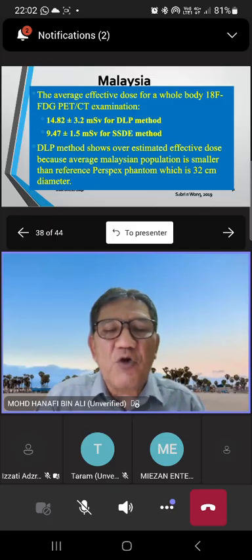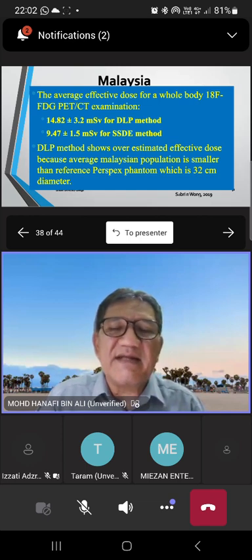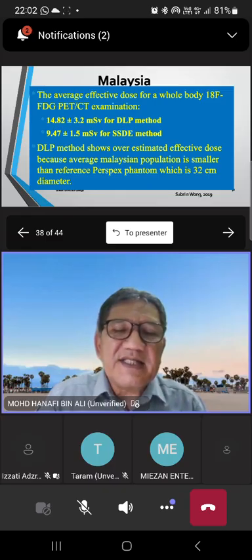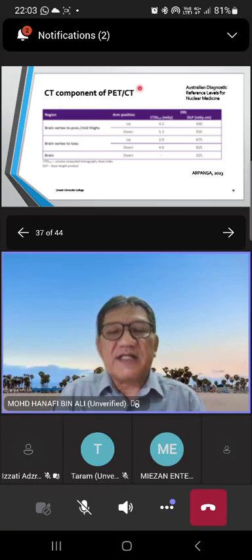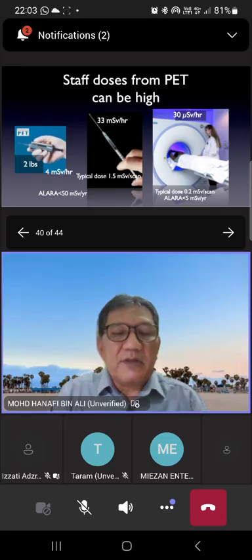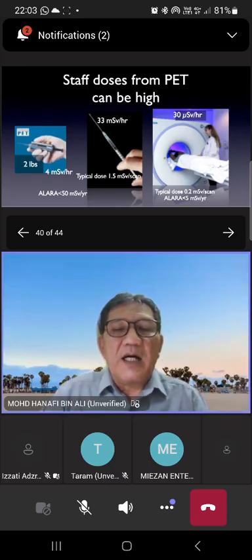And this is the comparison between CT scan and PET. Yeah, PET uses isotopes and a gamma camera, and CT scan uses a detector and X-rays. Man-made radiations.